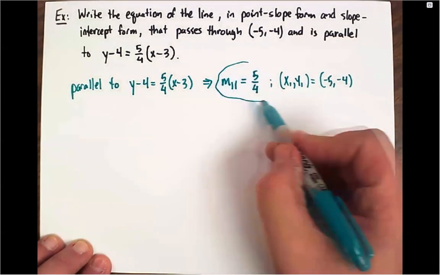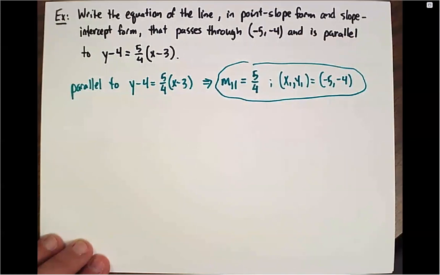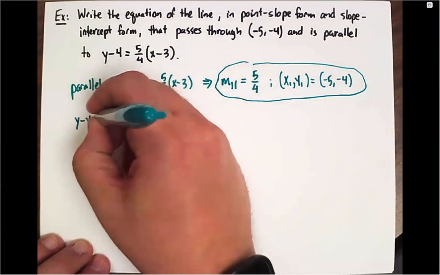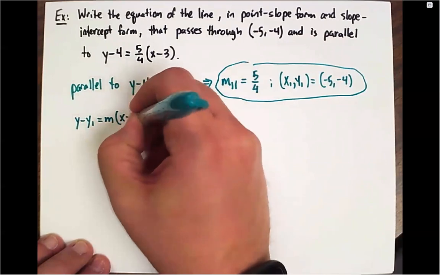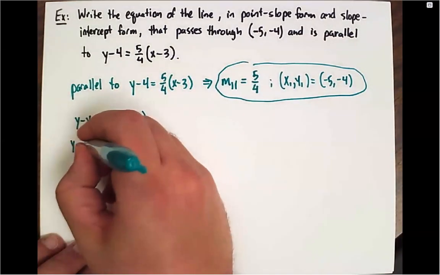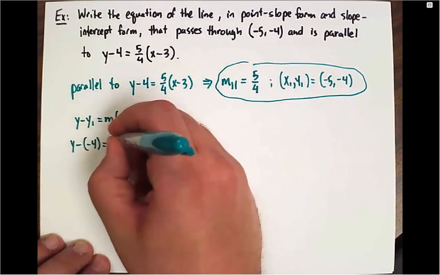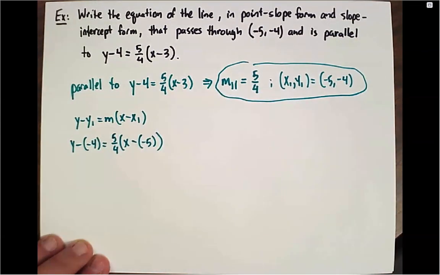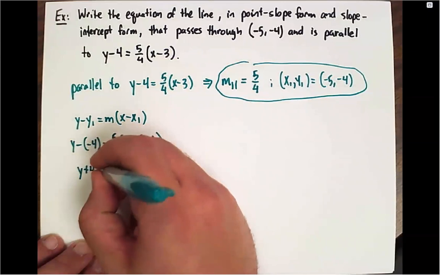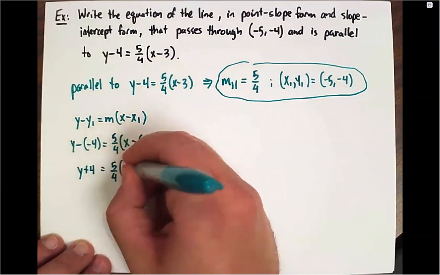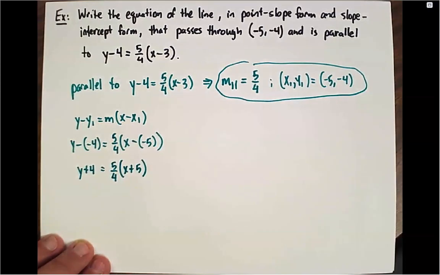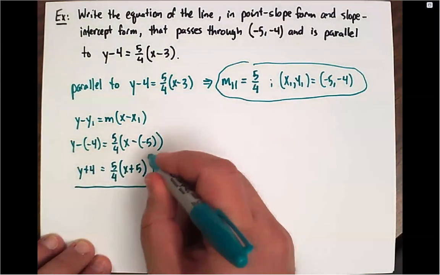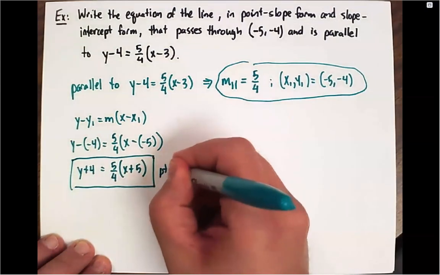So again, this is what I'm using to get my equation. Point slope form: y minus y1 equals m times x minus x1. So y minus negative 4 equals 5 over 4 times x minus negative 5. And so these minuses are going to become pluses. So this ends up being y plus 4 equals 5 fourths times x plus 5. And again, there is my point slope form.